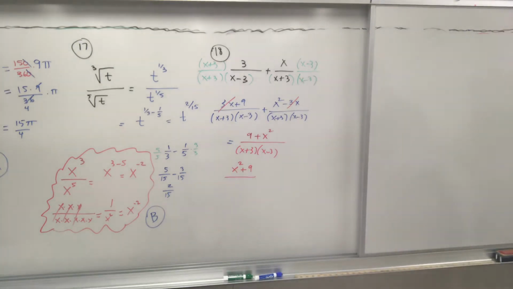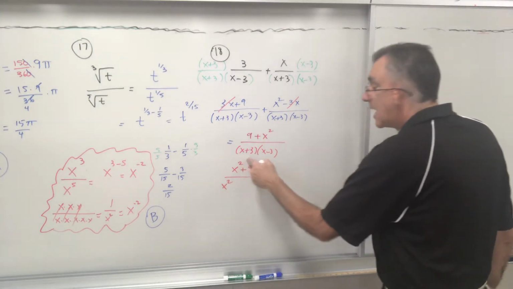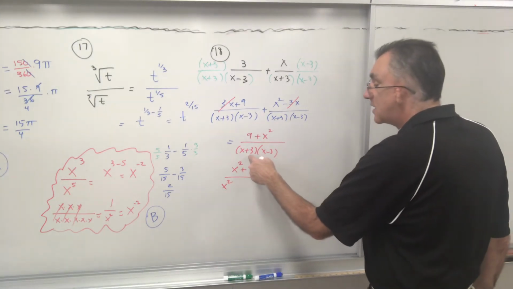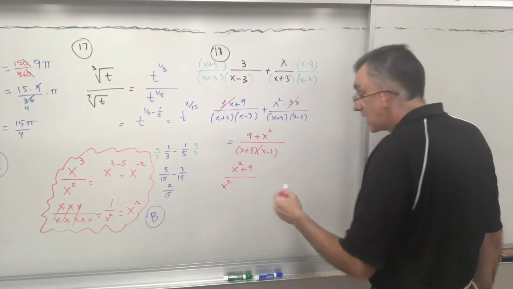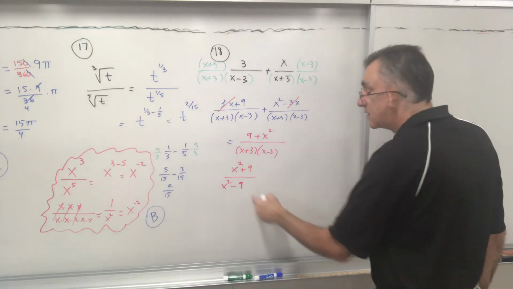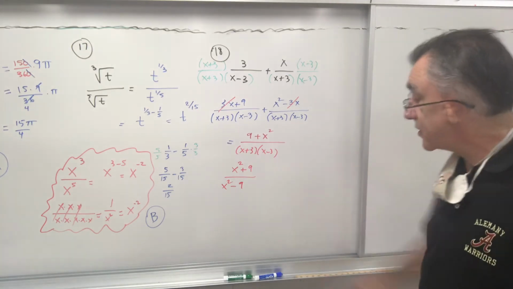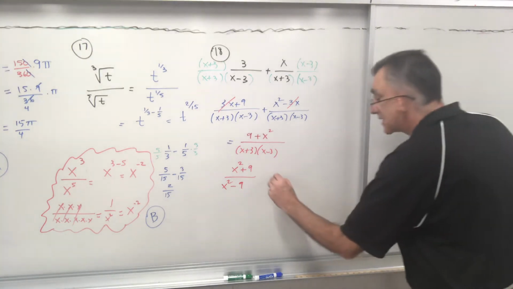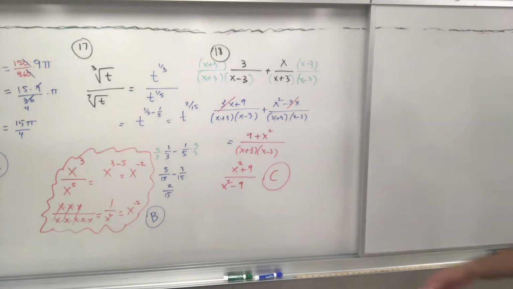And then on the bottom, first times first. Then outside is negative 3, inside is positive 3, so outside and inside cancel. And then last times last, a positive times a negative is a negative. And that does match. That would be C as in cat.